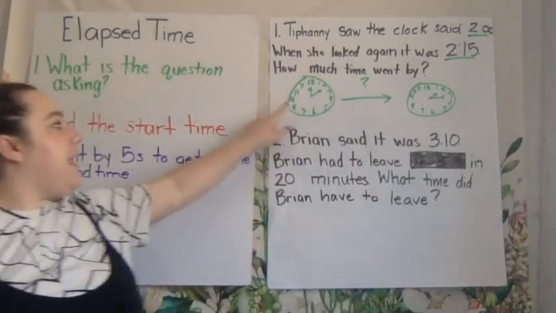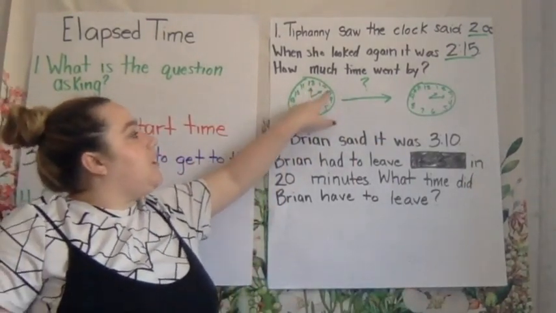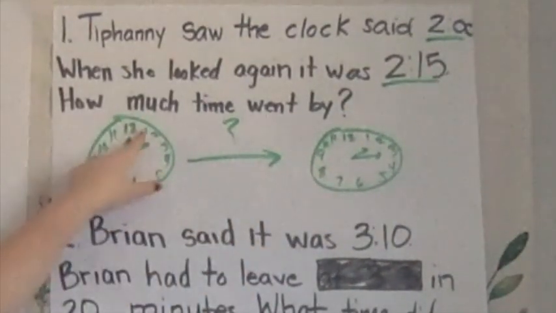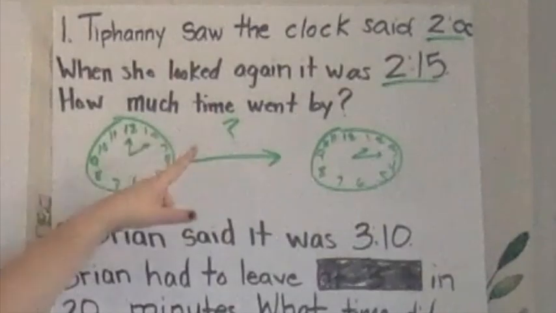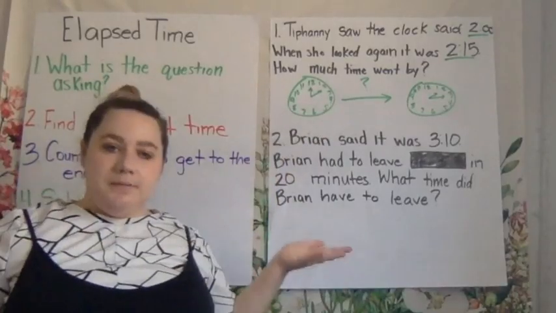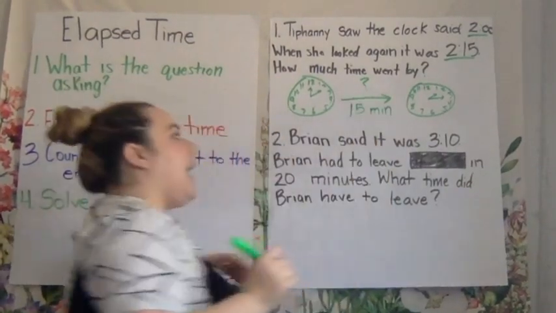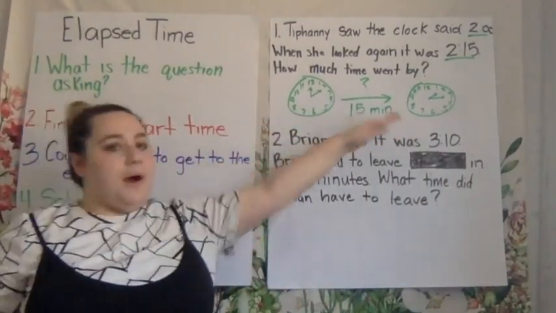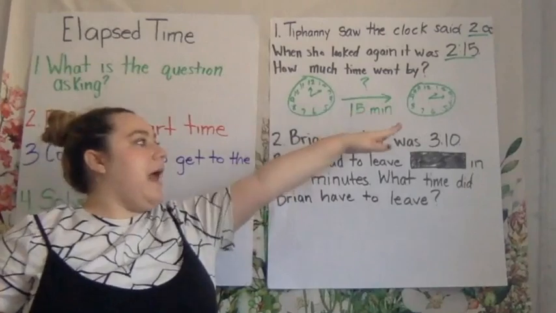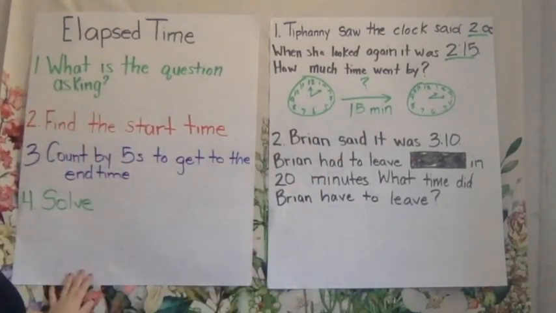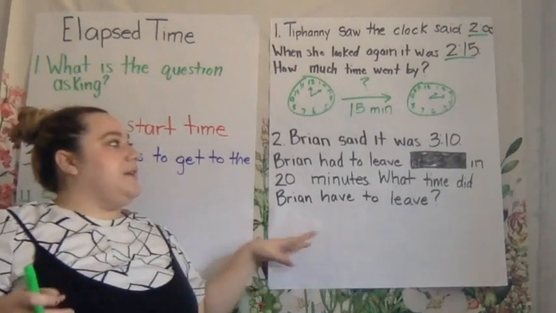How much time went by from 2 o'clock to 2:15? Well, let's count. 5, 10, 15. How many minutes went by? 15 minutes. And did I solve all 3 parts? Do I have a beginning time, an end time, and how much time went by? Yeah, so I solved my problem. Good. Now let's look at the next one.